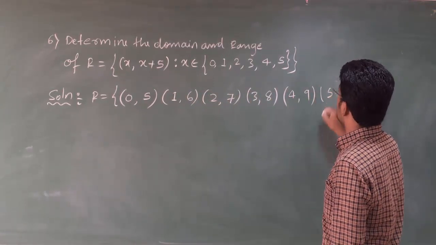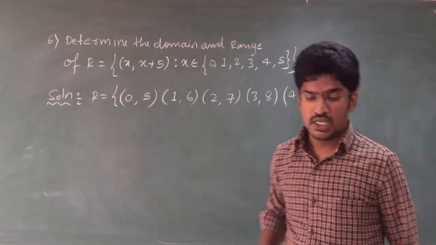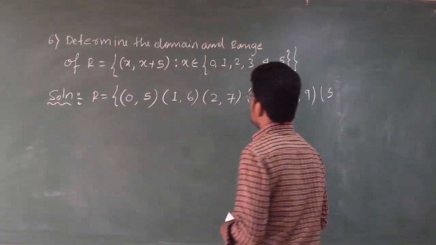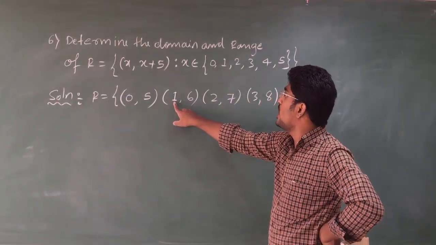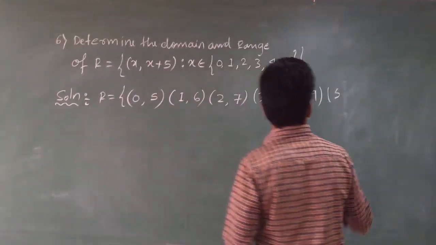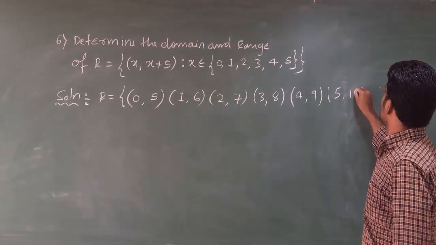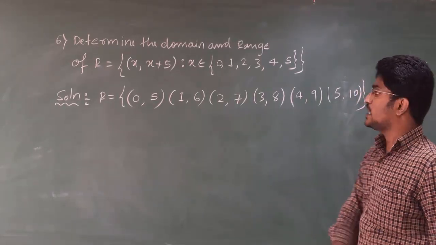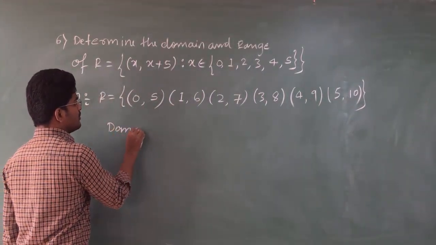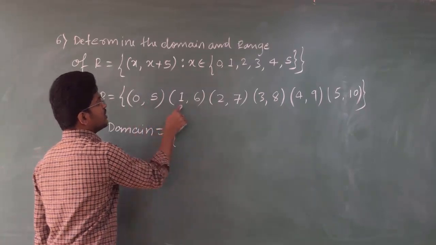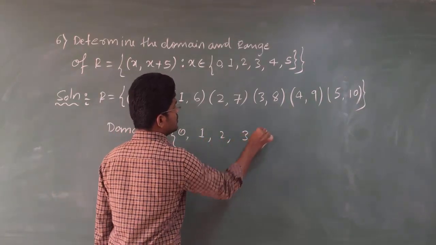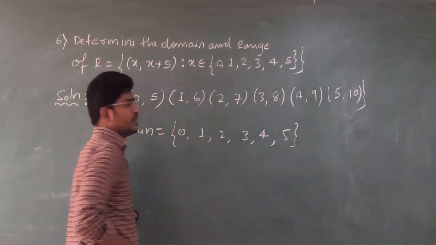If I take 5. But see students, here what happens, if I take, for example, 1, it will be 1 plus 5, 6. Okay, here if I take 5, it will be 5 plus 5 and it is 10. Okay, so now domain equal to what? Collection of first elements. Clear? That is 0, 1, 2, 3, 4 and 5.